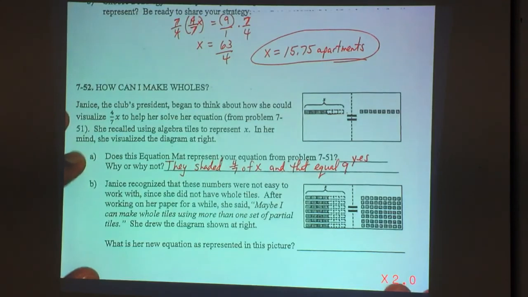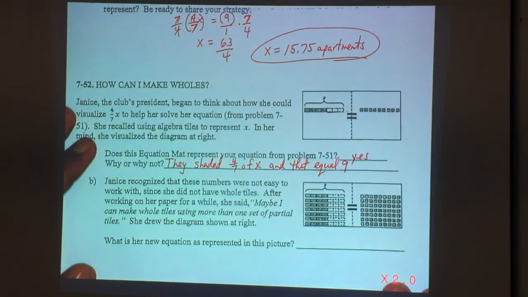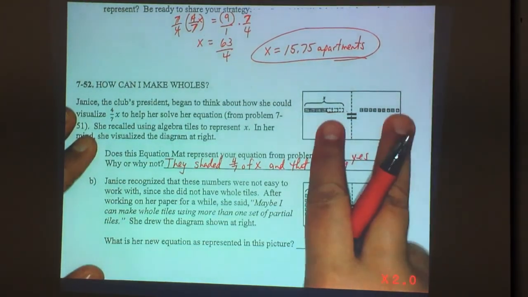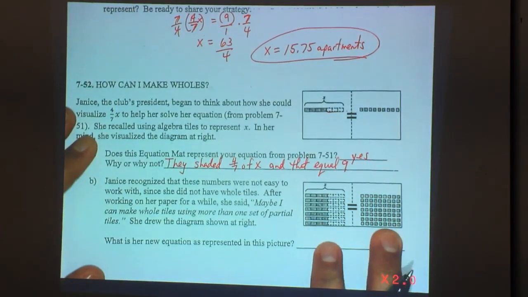Janice recognized that these numbers were not easy to work with since she did not have any whole tiles. After working on her paper for a while, she said, maybe I can make whole tiles using more than one set of partial tiles. So then she drew this. She went from this to this.